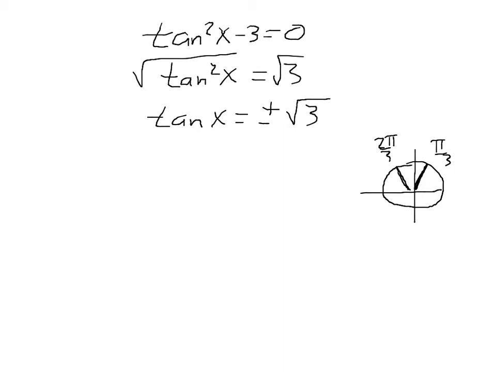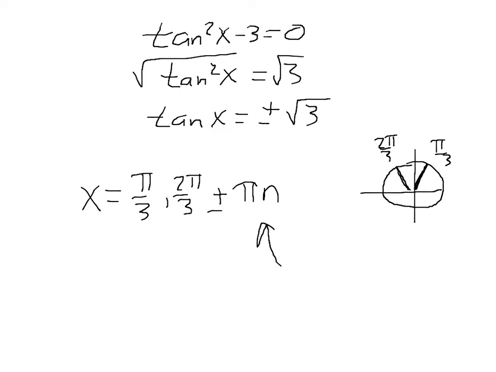And from there, we can go and give our solutions. What I would say here is this. X is pi over 3 and 2 pi over 3 plus or minus pi n. And so, big difference here. We have pi n versus 2 pi n.